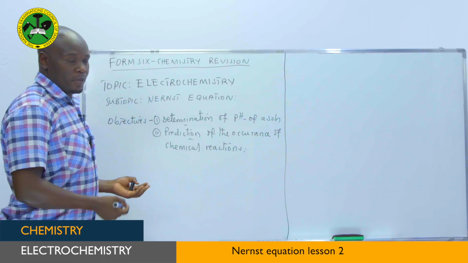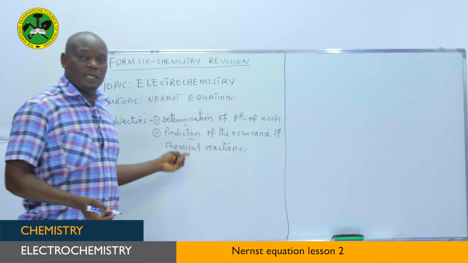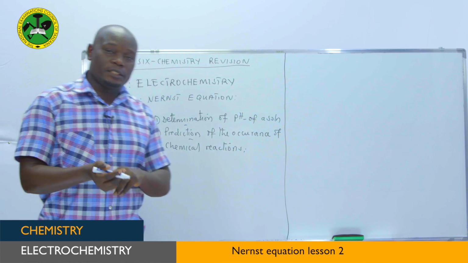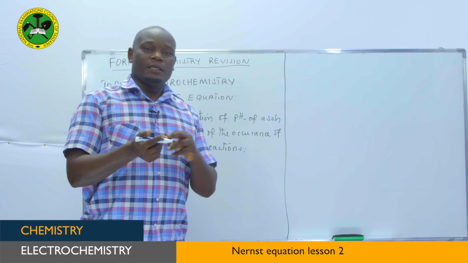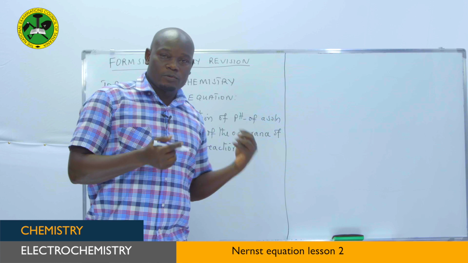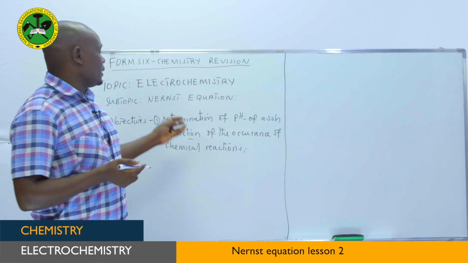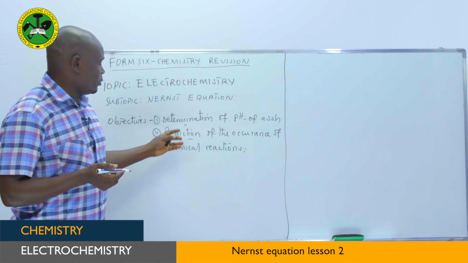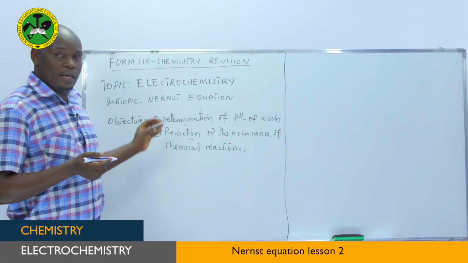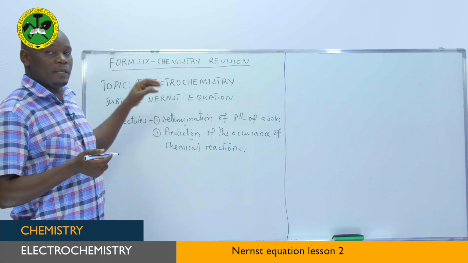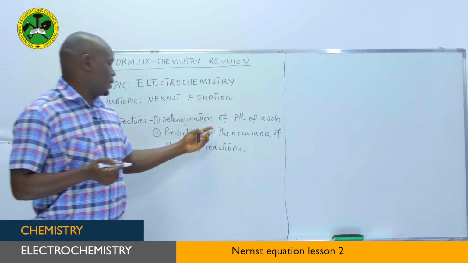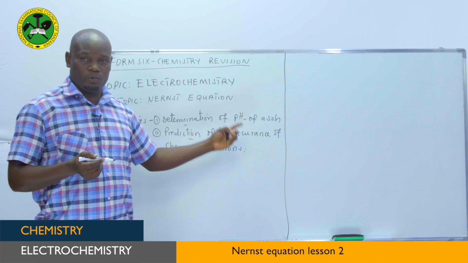Now, if we go back to the applications of standard electrode potential, we said that it is used in prediction of the occurrence of a reaction, determination of the pH of a solution, construction of an electrochemical cell, as well as determination of the placement of electrons or ions in the electrochemical cell. So let us now start with the determination of pH of a solution.